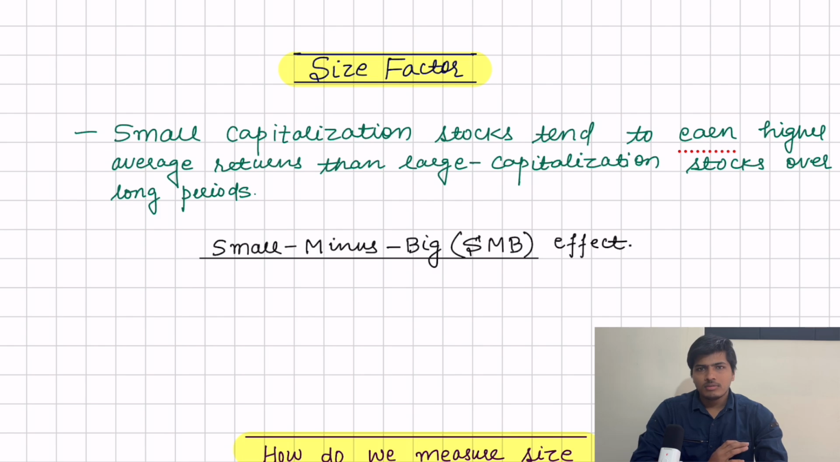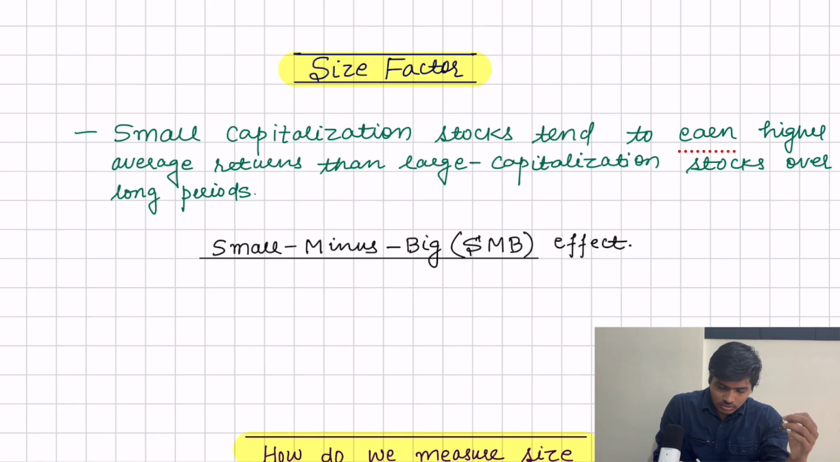Hello everyone. In this video I will talk about size factors. So, the size factor says that a small capitalization stock tends to earn a higher average return than large capitalization stocks over a long period of time. And this means a small minus big effect.